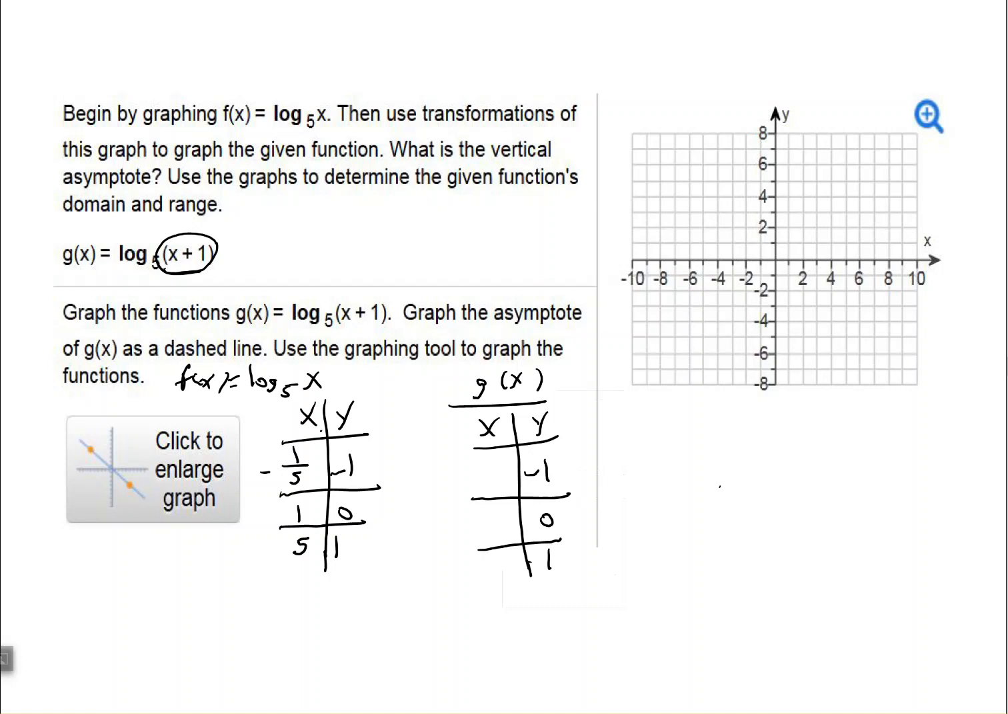We had positive 1/5, and 1/5 minus 1 would be 1 over 5 minus 5 over 5, which is negative 4 over 5. Subtract 1 from this second value here: 1 minus 1 is 0. And again, I'm doing this because I had a transformation here horizontally to the left one place. And then 5 minus 1 is 4. So negative 4/5, negative 1; 0, 0, my x-intercept; and then 4, 1 here.